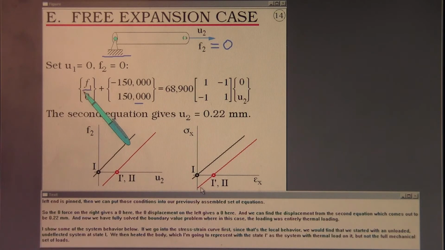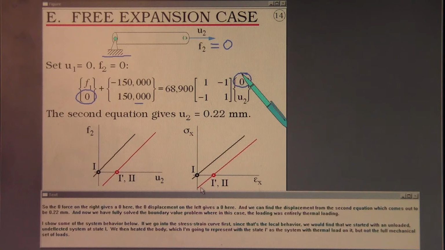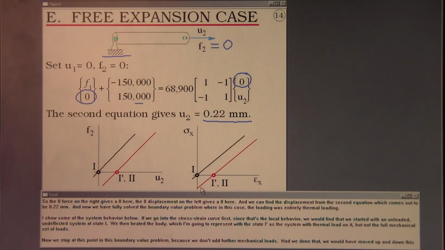So the zero force on the right gives us 0 here. The zero displacement on the left gives us 0 here. And we can find the displacement from the second equation, which comes out to be 0.22 millimeters. And now we have fully solved a boundary value problem where, in this case, the loading was entirely thermal loading. I show some of the system behavior below.